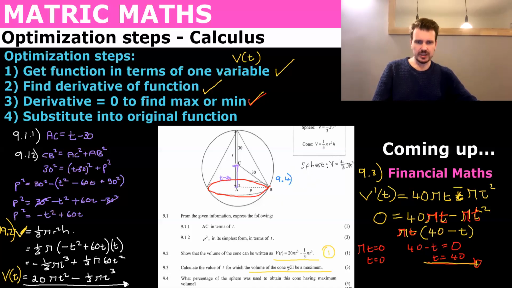Okay, so let's just get the maximum volume of the cone. So we know that's going to be t equals 40. So we substitute into V. We're actually doing step 4. So V of 40 equals, and we substitute it into there: 20 pi 40 squared minus a third pi 40 cubed.